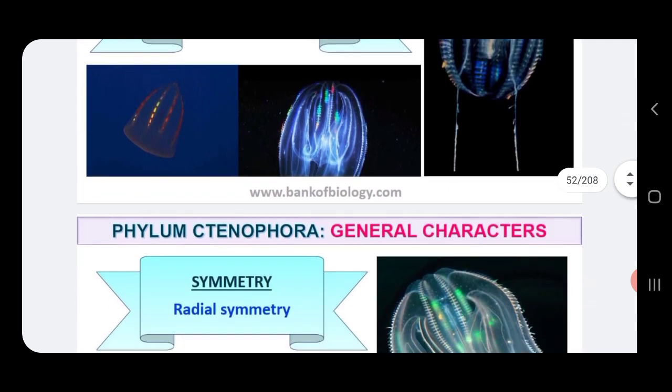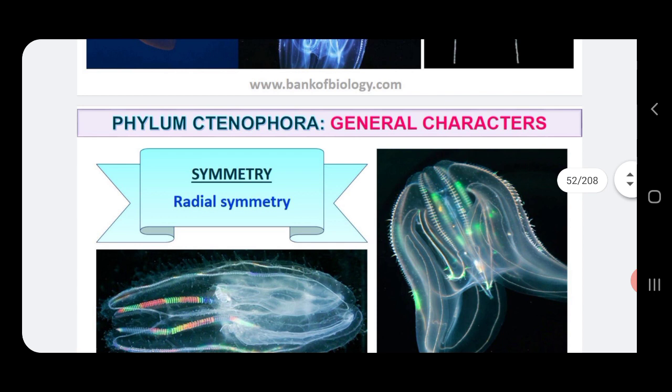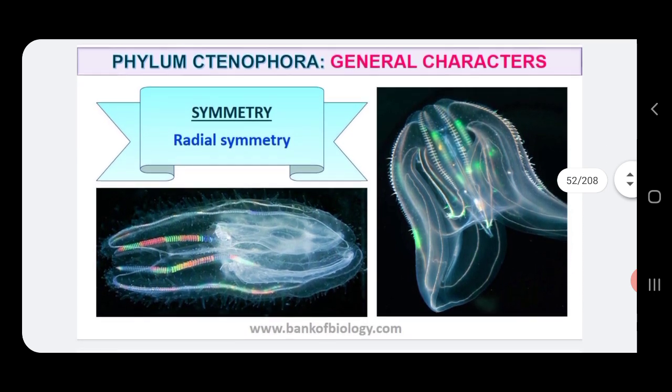Then next character is regarding the symmetry. They have got radial symmetry. Radial symmetry means it is a symmetry where the body can be divided into two equal halves, that is mirror images, in any plane which is passing through the center. There is no particular plane in which you can get two equal halves. Any plane which is passing through the central axis of the body can divide the animal into two equal parts. Such type of symmetry is radial symmetry, and that is exhibited by the members belonging to phylum Ctenophora.